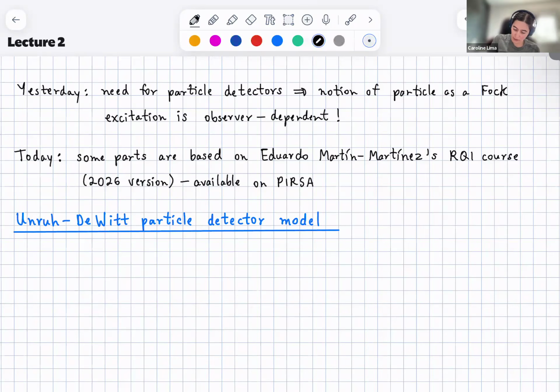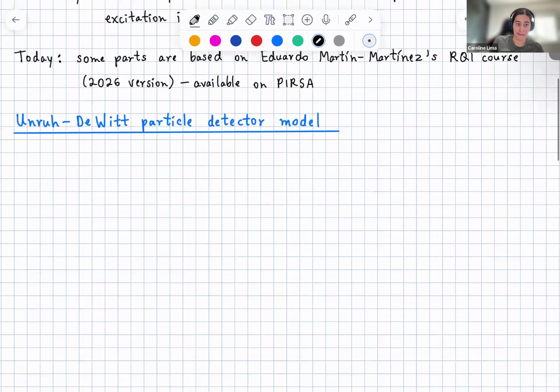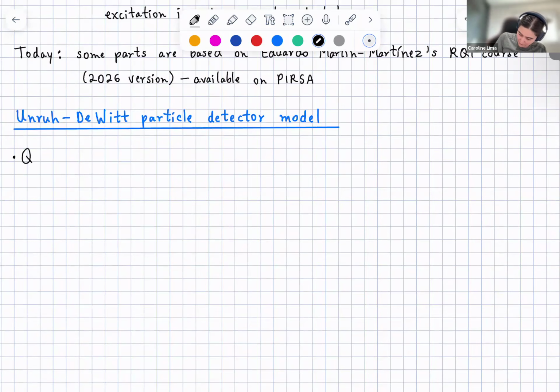Okay, let's start. So what is the Unruh-DeWitt particle detector model? I'd say that it is a very simple model of a particle detector, but despite being simple enough that we are capable of doing calculations with, it can still capture very relevant physics. So let's see what it is. It's going to be a quantum system that locally interacts with a quantum field.